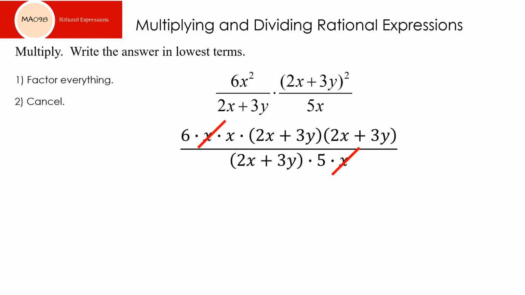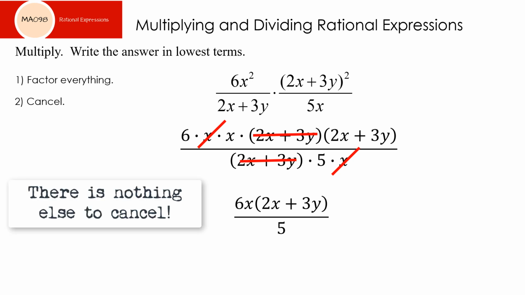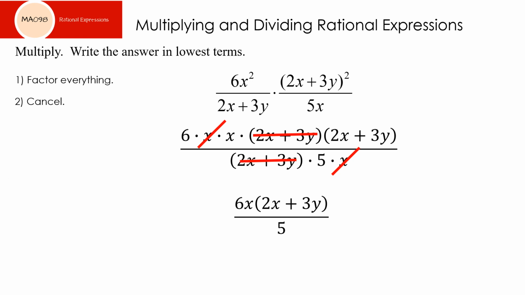Now, let's do some slashing. The x's are the same, and 2x plus 3y are also the same. You're going to notice that I canceled everything in the parentheses because they go together. I end up with 6x times 2x plus 3y over 5. We're going to leave it like that because that's in lowest terms. Let's look at another one.